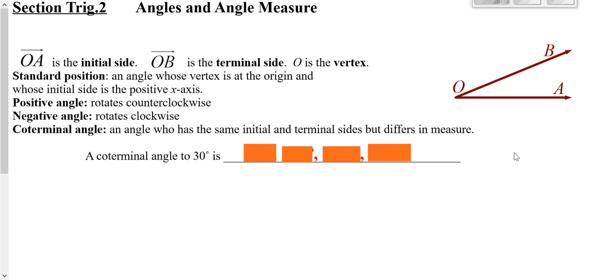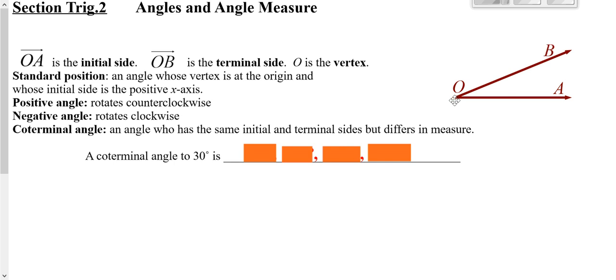Okay, we're going to talk about angles and measuring angles. Now, we have an angle over here. We have angle AOB. Remember, the center letter is always your vertex where the two rays come together.